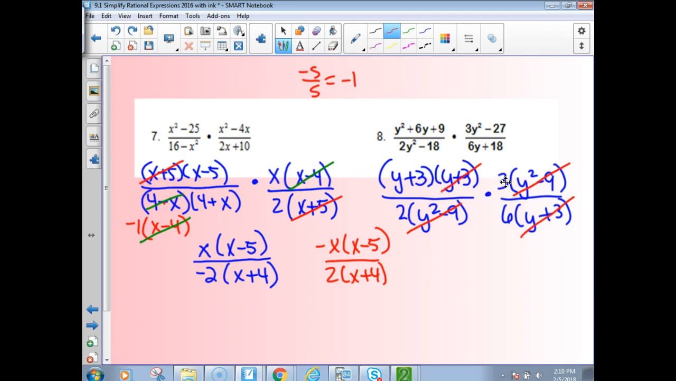Oh, 3 and 6. I can divide 3 by 3 and get 1, and 6 by 3 and get 2. You can vertically cancel as well. Okay, and then my numerator's just got a y plus 3 left. Times 1. Don't need to show that. All over 2 times 2, which is 4.